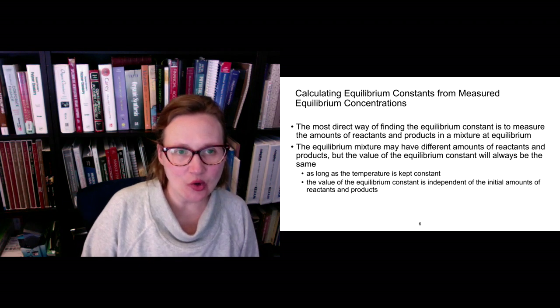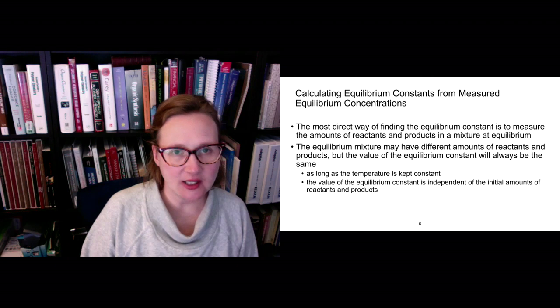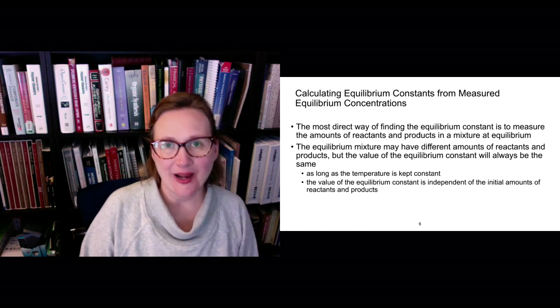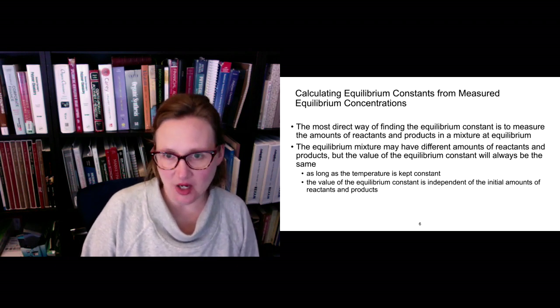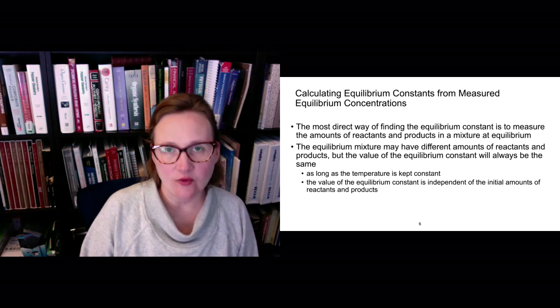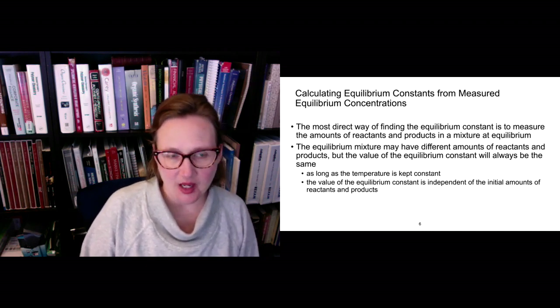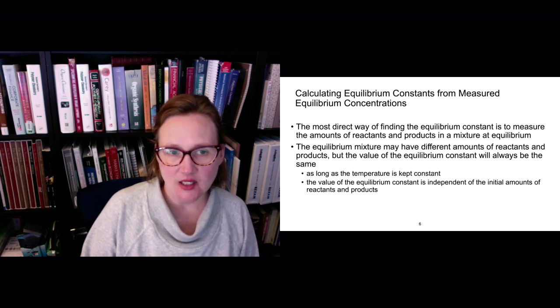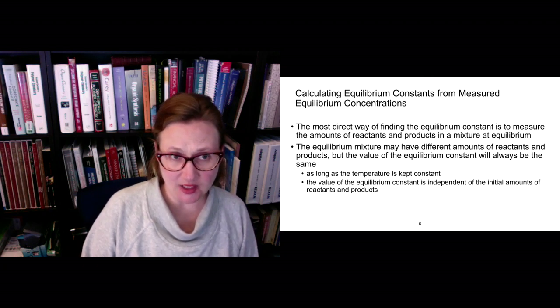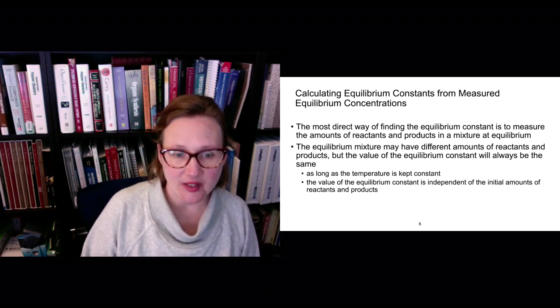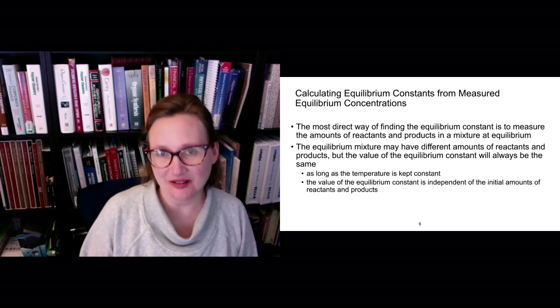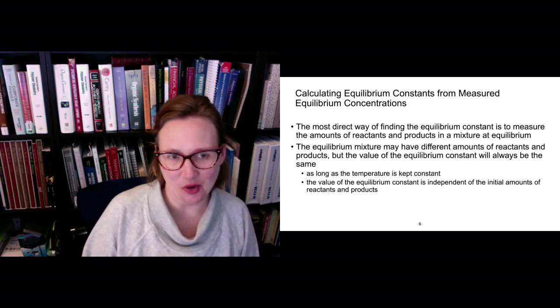All right, so what we're going to do in the next few slides is calculate equilibrium constants by measuring the equilibrium concentrations. So we've let this reaction go to equilibrium and we're going to measure those concentrations. And from this, we can find the equilibrium constant as long as the temperature is constant, and the equilibrium constant is independent of the individual amounts of reactants and products.